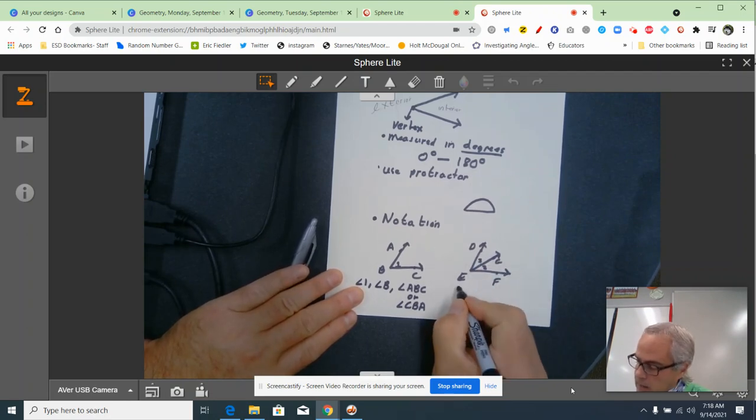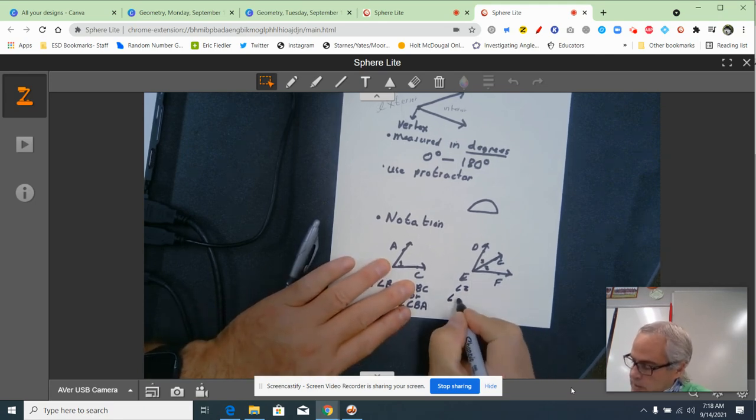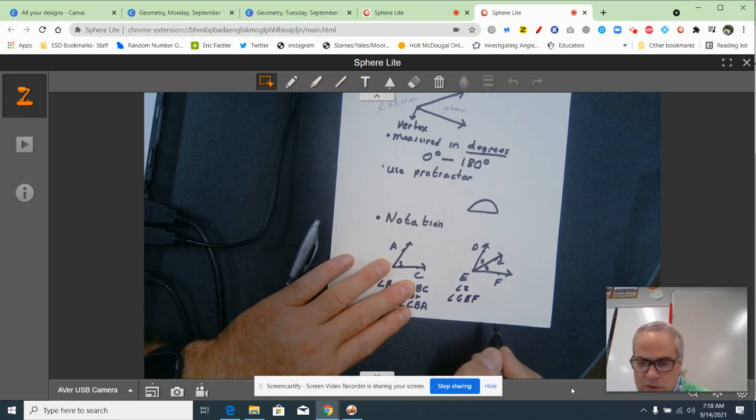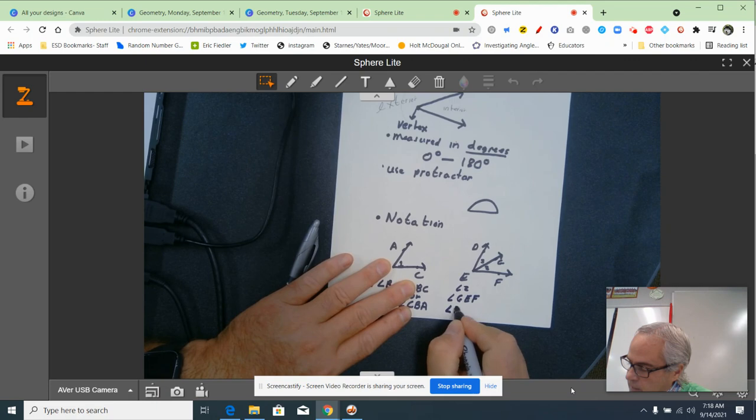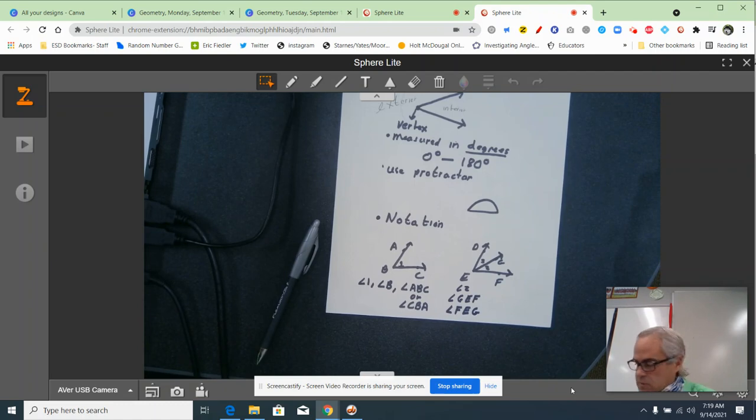I could say angle 2. I could say angle GEF, which is going to be the most common way when you have a complex picture, is to use 3-letter notation. Or I could say angle FEG. Remember, that middle letter has to be the vertex, or the corner of the angle, is what some students like to think.